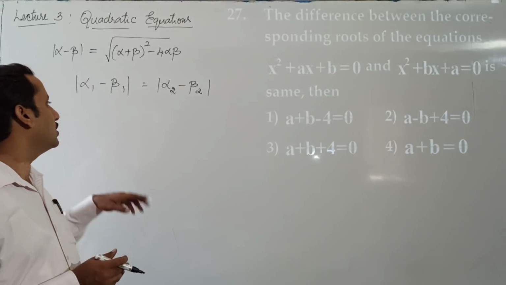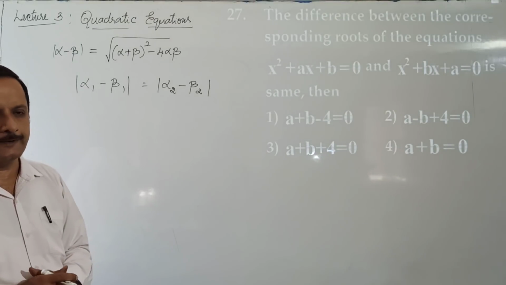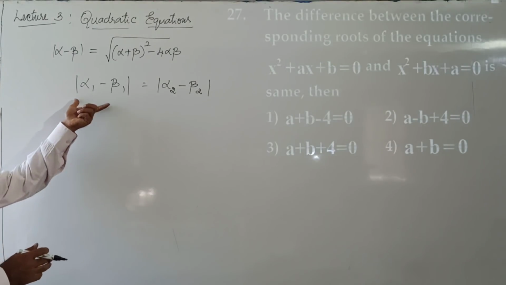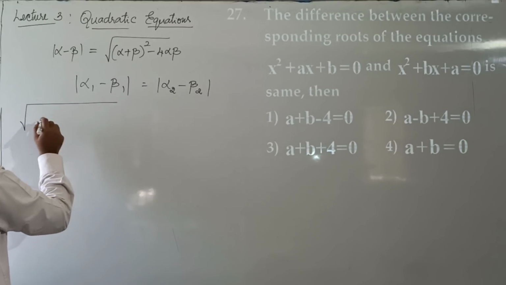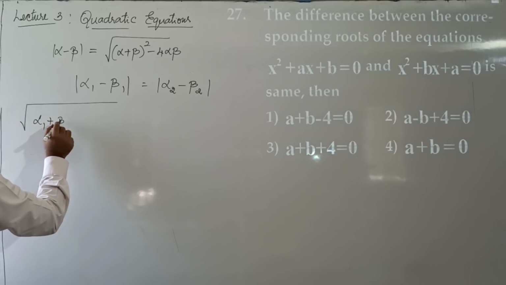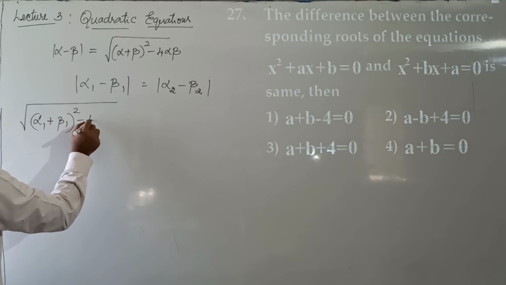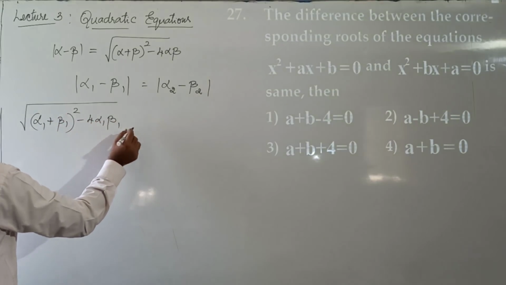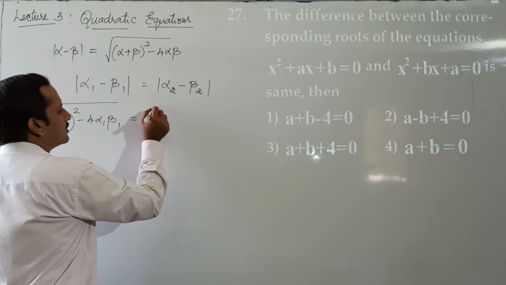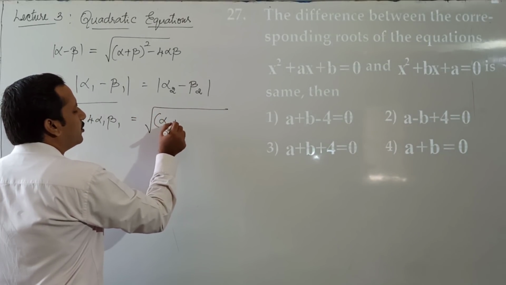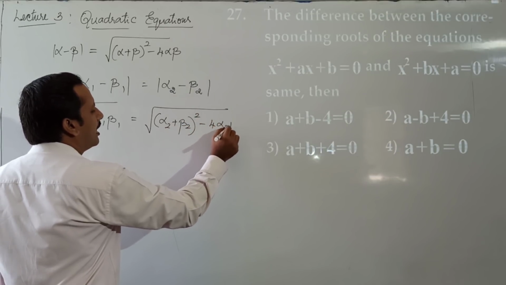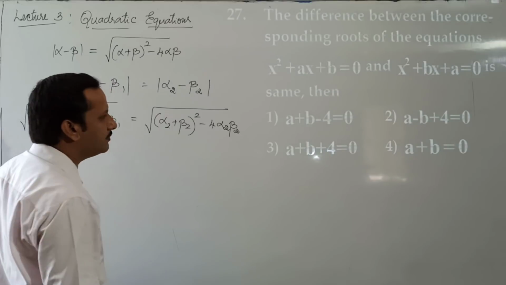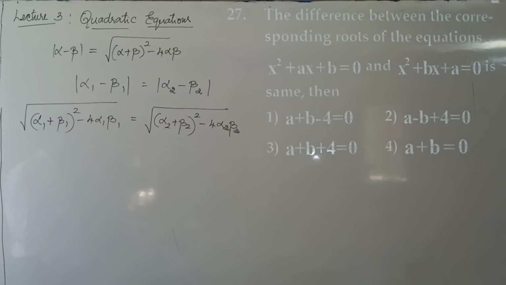We don't know. So we take the modulus. Now, according to this formula, this can be written as root of (alpha 1 plus beta 1) whole square minus 4 alpha 1 beta 1. That's equal to square root of (alpha 2 plus beta 2) whole square minus 4 alpha 2 beta 2. Substitute now alpha 1 plus beta 1.